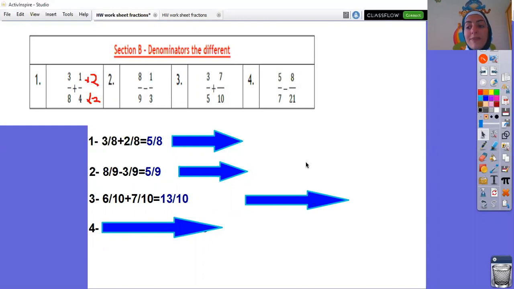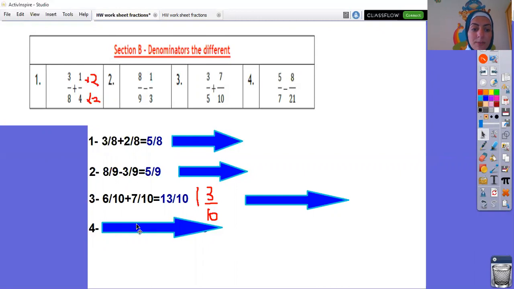Sometimes I will ask you to give me the answer as a mixed number. How can I do it? You will think: how many 10s do I have in the 13? You have only one whole 10. And what's the remainder? 3. The remainder will be the number in the numerator, and the denominator never changes, okay? So the answer is 1 and 3/10. Right, let's go to the next question.